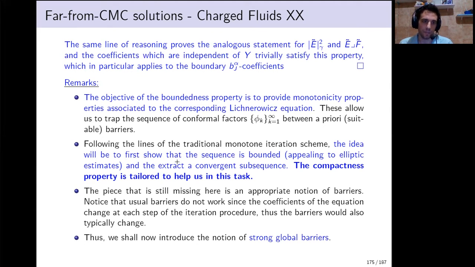And the piece that is still missing here is the right notion of barriers. Something that we commented on in our previous lecture is that conventional barriers don't work here because in this kind of iteration scheme, our coefficients are changing at each step of the iteration process, and the barriers depend on the coefficients. So we need some stronger notion of barrier. And we're going to introduce this notion of strong global barriers.